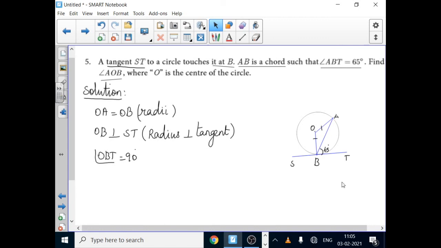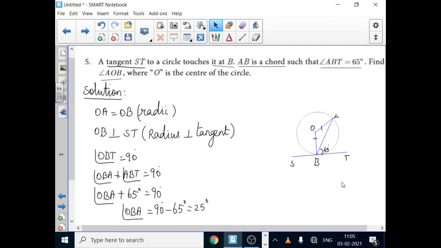Angle OBT can be written as angle OBA plus ABT, that is equal to 90 degree. But angle ABT is given as 65 degree. So OBA plus 65 degree equal to 90 degree. That more angle OBA is equal to 90 minus 65 degree. The answer is 25 degree. So we mark it in the diagram. So this angle is 25 degree.